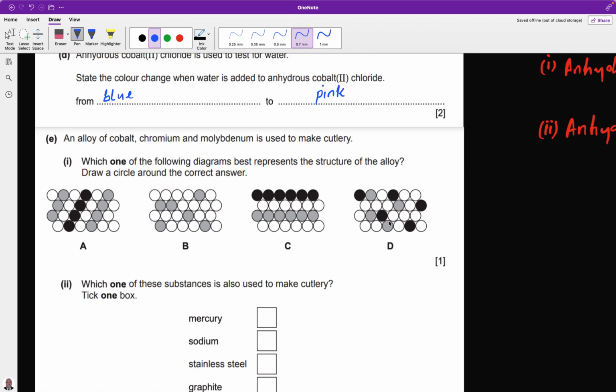In D, the structure is not in the right form. In between there is black, white, all mixed up. But here you have consistency. So D is the right answer. D is best represented. In that case, we will circle D.